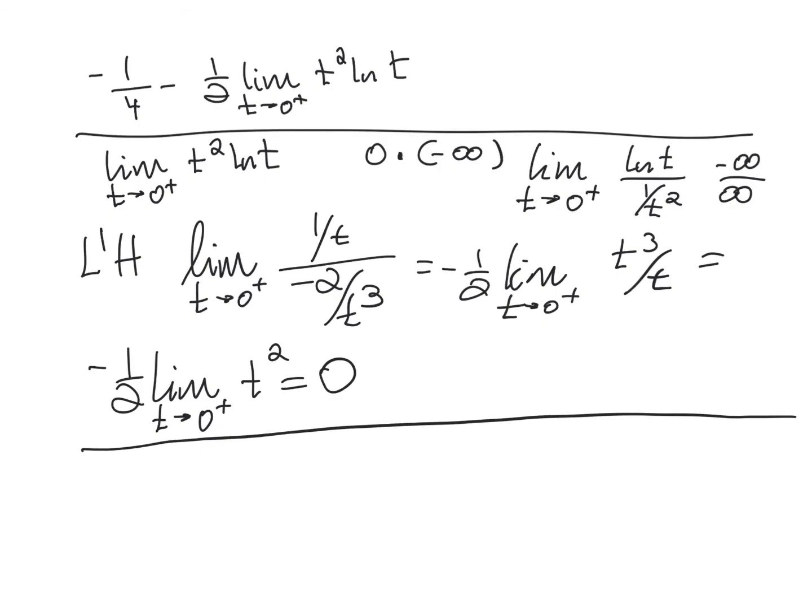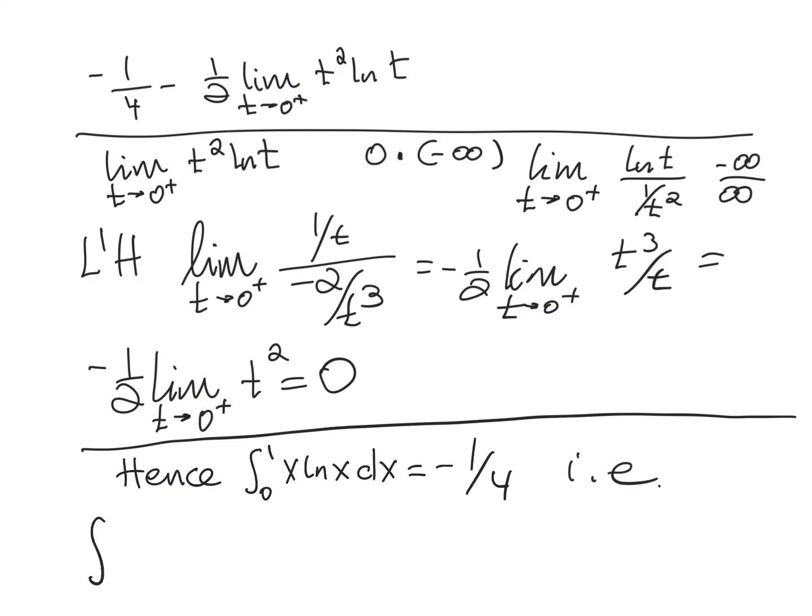And now we know exactly what the integral from 0 to 1 of x natural log of x converges to. Just as we suspected, it's a negative number. The integral from 0 to 1 of x ln x is equal to negative 1/4. In other words, the improper integral from 0 to 1 of x ln x dx converges to negative 1/4.